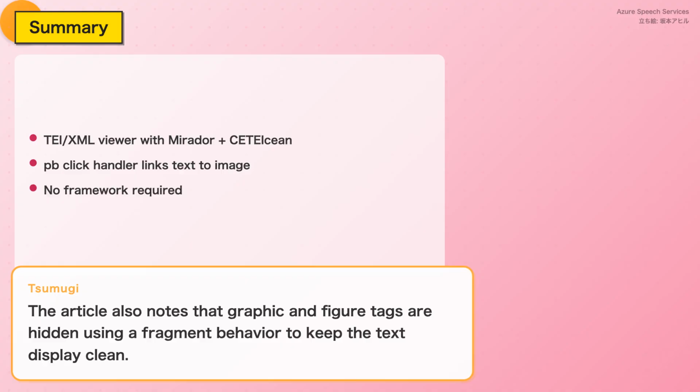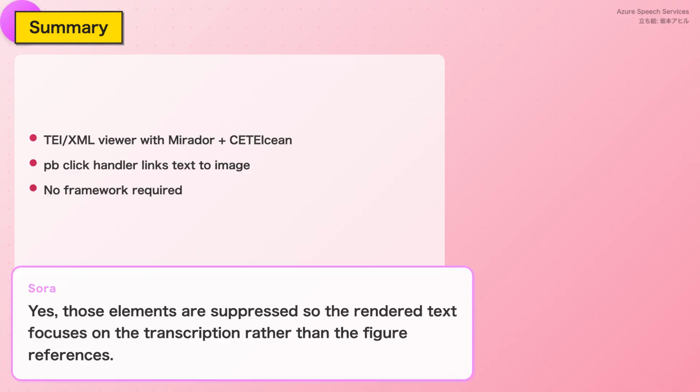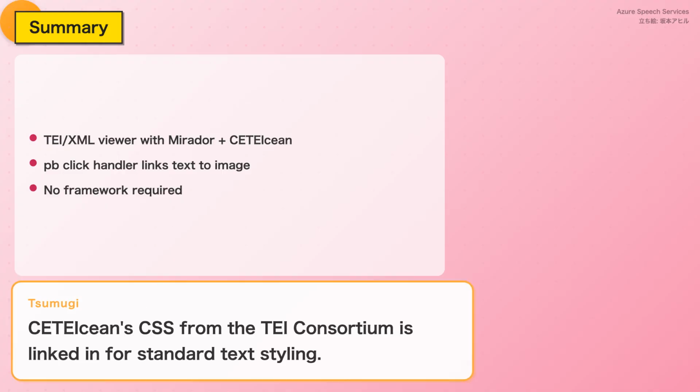The article also notes that graphic and figure tags are hidden using a fragment behavior to keep the text display clean. Yes, those elements are suppressed so the rendered text focuses on the transcription rather than the figure references. CETEIcean CSS from the TEI consortium is linked in for standard text styling.